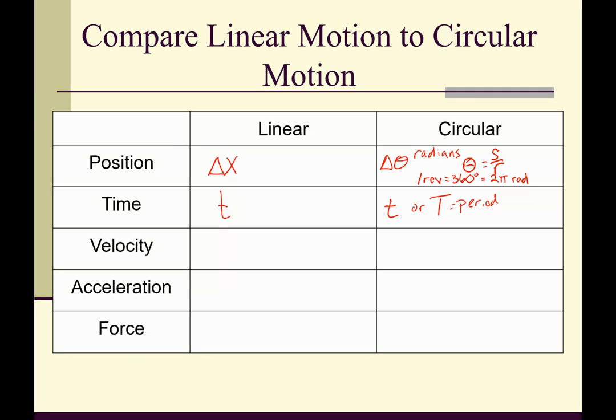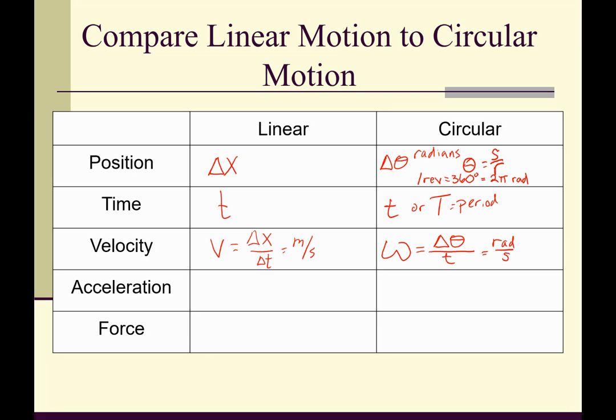Velocity linearly is change in position over change in time. And that's measured in meters per second. But when we're looking at circular motion, we're looking at omega. And omega is change in our angular displacement divided by our time. So this is measured in radians per second.